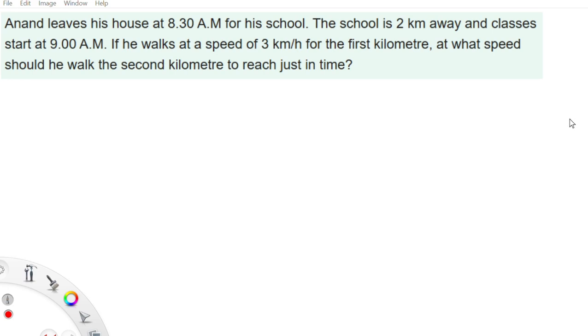Let us have a look at another numerical, very interesting. So this numerical says Anand leaves his house at 8:30 a.m. for his school. The school is 2 kilometers away and classes start at 9 a.m. If he walks at a speed of 3 kilometers per hour for the first kilometer, at what speed should he walk the second kilometer to reach just in time?